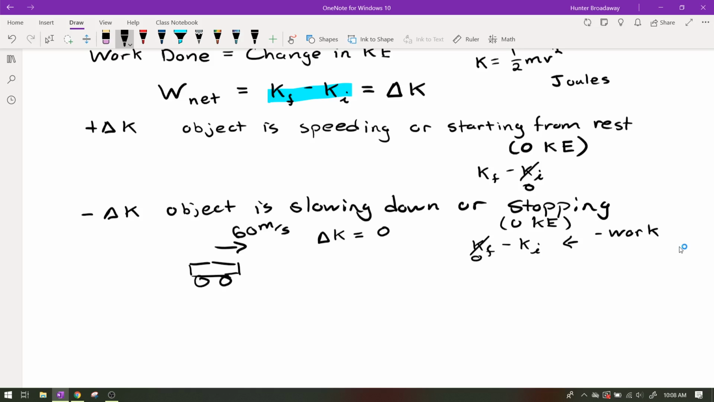I said no, and I needed to really say 0 net work, because obviously the object is moving. If it's moving at a constant speed on Earth, the engines have to be pushing it forward, and friction has to be pulling it backwards. So there are forces, there is work being done, it just cancels out. The net work is 0. Okay, so in this case, our change in kinetic energy is 0, which implies that our net work is 0.